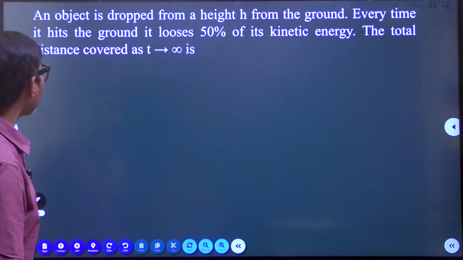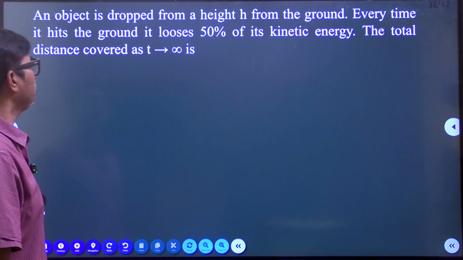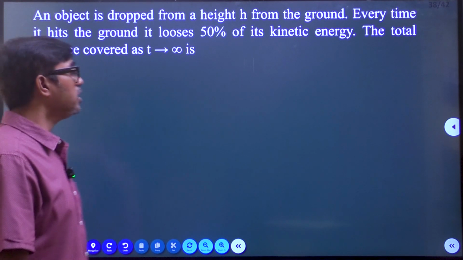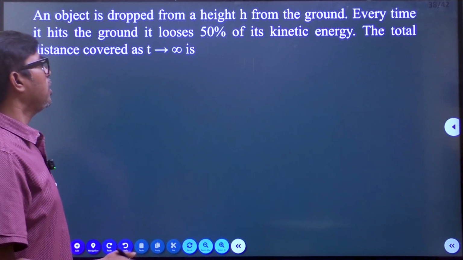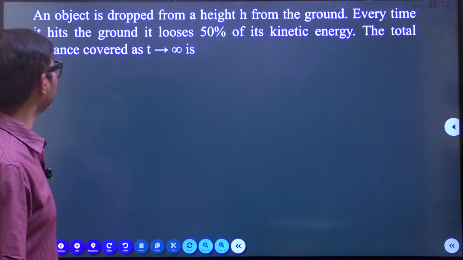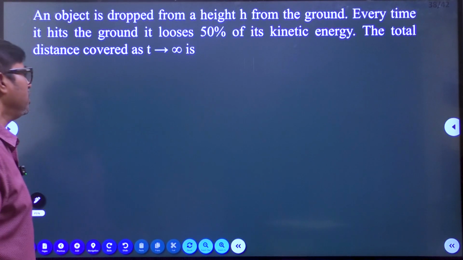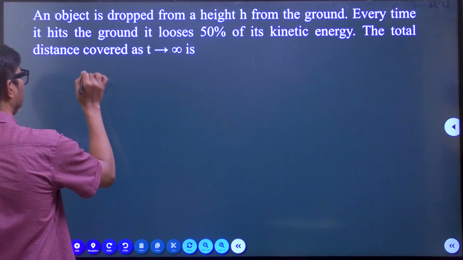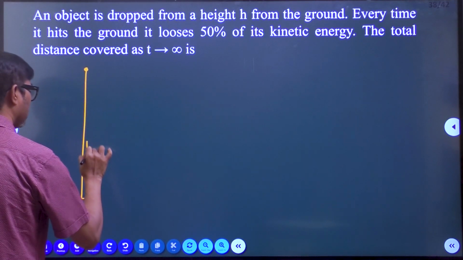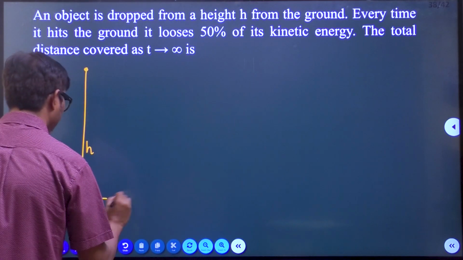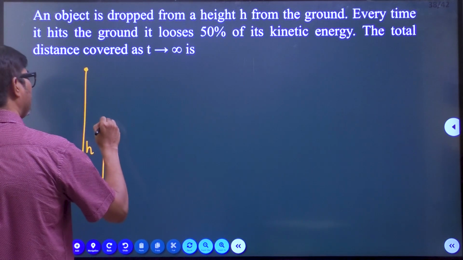An object is dropped from a height h from the ground. Every time it hits the ground, it loses 50% of its kinetic energy. Meaning if it loses 50% of its energy, it will go only half the initial height. The total distance covered by it as t tends to infinity is? I think you will get a GP series here. This kind of problem suggests that. So we drop from a certain height, it falls by a height h and then rises, and because it is losing 50% of energy, it can go up to h by 2.